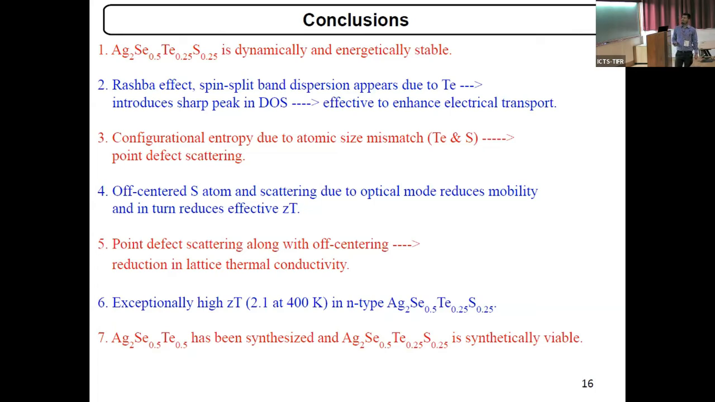Rashba effect spin-split band dispersion appears due to tellurium, and it introduces a sharp peak in the density of states, which is effective to enhance the electrical transport. Configuration entropy due to atomic size mismatch increases the point defect scattering. The off-center sulfur atom and scattering due to the optical mode reduce the mobility, and in turn reduce the effective ZT. Point defect scattering along with off-centering reduces the lattice thermal conductivity, and because of that, we are getting an exceptionally high figure of merit of 2.1 at 400 Kelvin for this co-doped system.